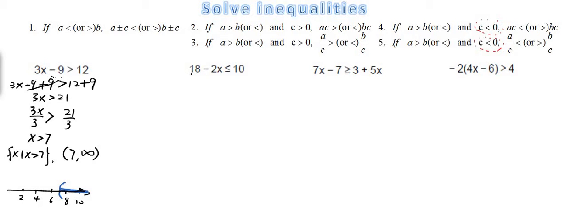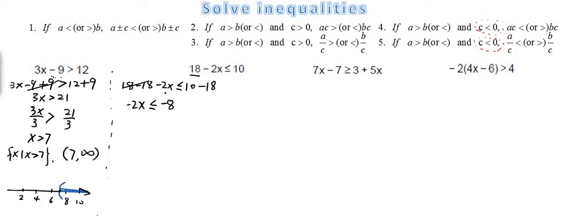Now let's take a look at the second one. For the second one, we also have the constant on the left hand side. We want to remove it, so we're gonna subtract 18 from both sides, and then it cancels out. Then we're gonna get negative 2x equals negative 8.